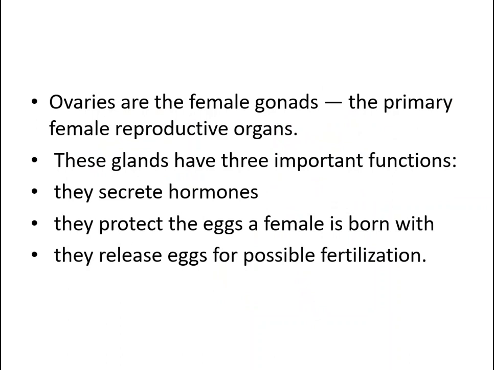These glands have three important functions. They secrete hormones, mostly the basic hormones estrogen and progesterone, and they regulate the whole menstruation and other processes. They protect the eggs a female is born with. They protect the eggs, and they release the eggs for possible fertilization. Every month the ovulation will be there, and that is useful for fertilization.